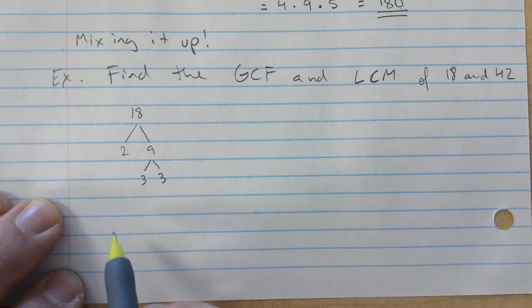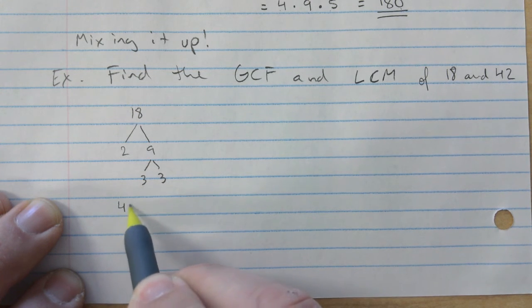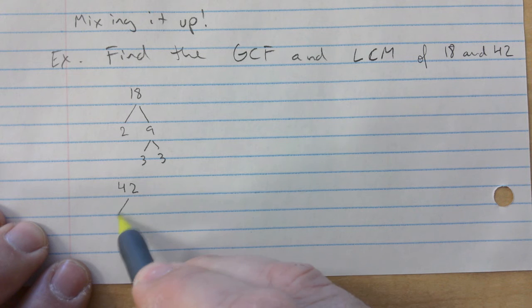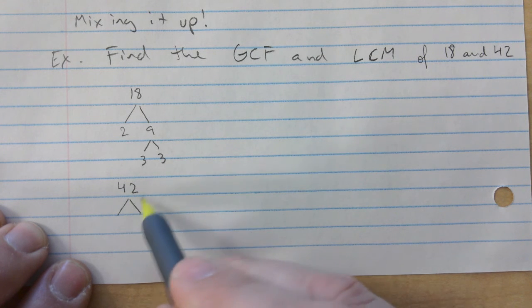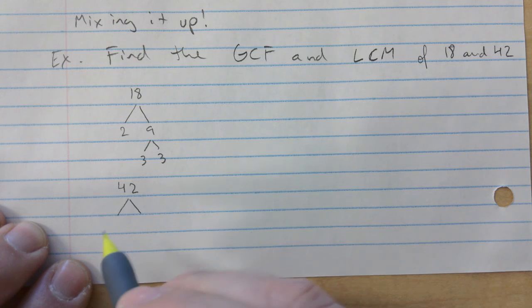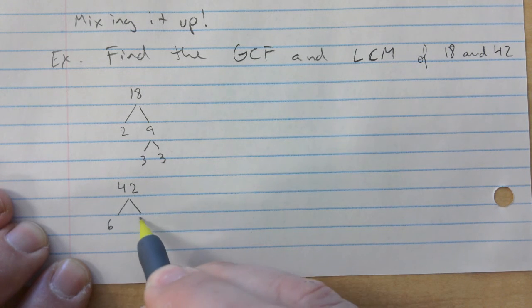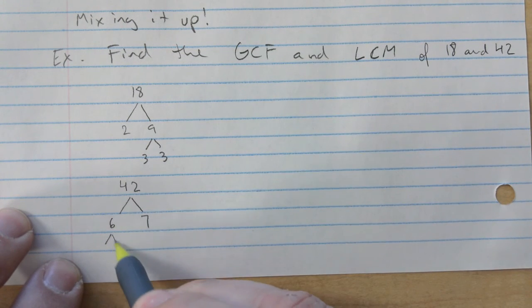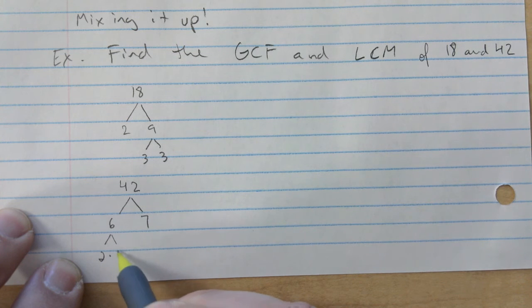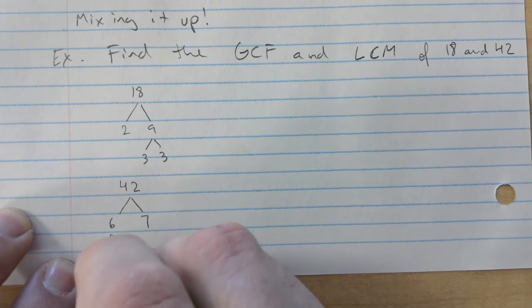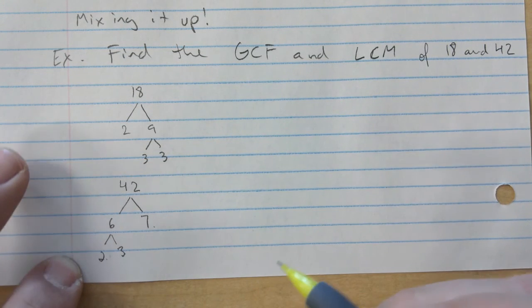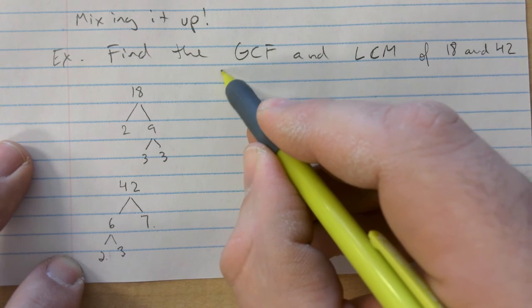And then we've got 42, sorry. I'm going to do that underneath here, and then find the LCM and GCF here. It's even. You go 7 times 6 or 6 times 7 if you want, or 2 times 21. It's up to you. And this breaks down to 2, 3, 7. They're all prime.